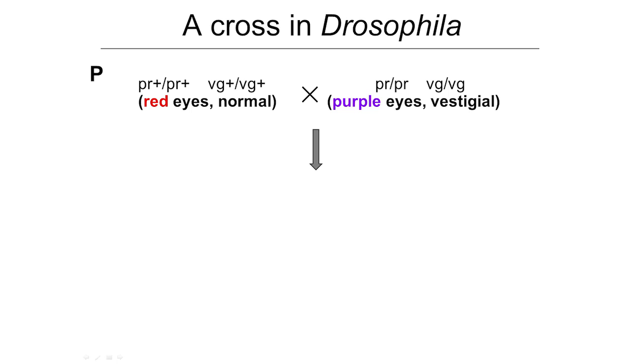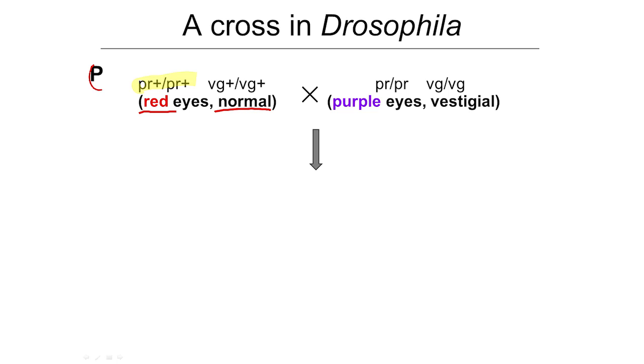So here's the cross diagrammed out the way we usually do it. These are genes that we're assuming are independent, we're assuming are going to assort independently. So we have a pure breeding line that has to be homozygous for PR plus, which means the wild type, which means red eyes. This fly has VG plus, pure breeding for normal type wings, right?